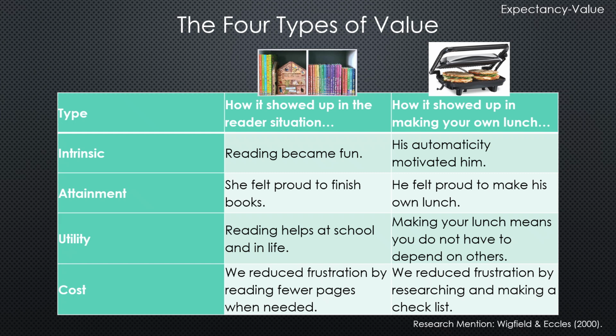Well, it's kind of the same thing in both of these scenarios. The little girl felt really proud to finish her books, and the little boy felt really proud to be able to make his own sandwich. Then we have utility value. This is the drive to do a task because it is useful or practical for achieving a future goal. Well, this one's pretty straightforward.